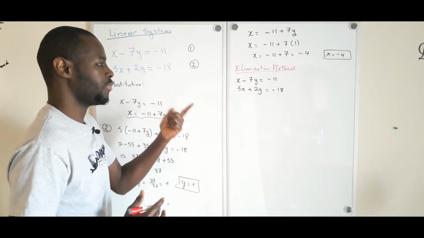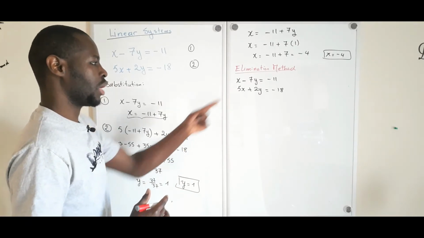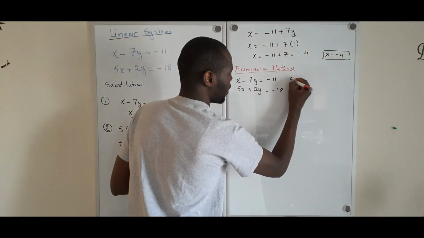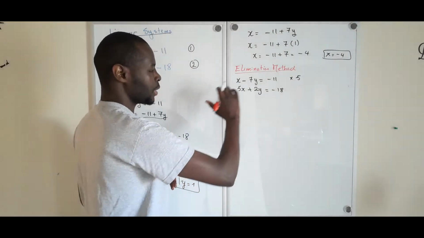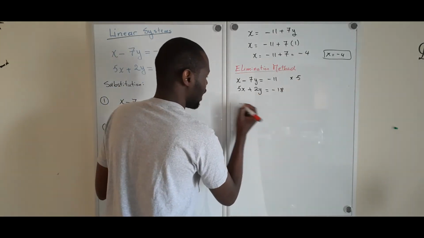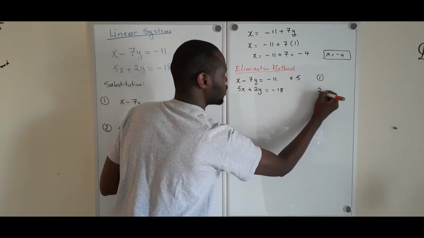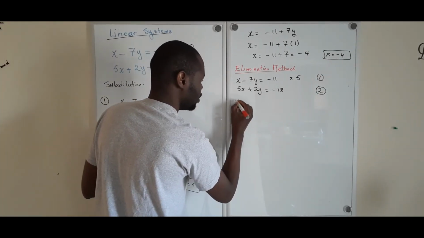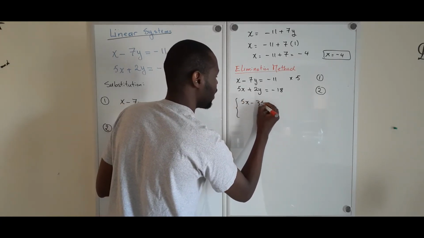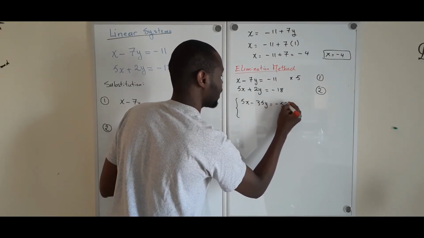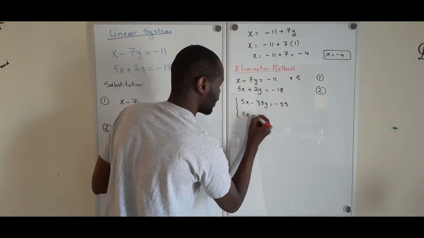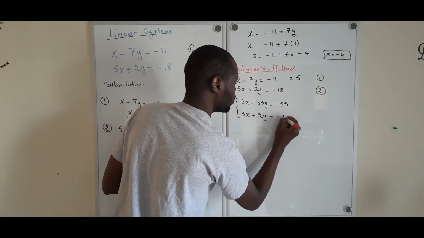Or I can multiply by negative 5. That way when I add them up, they will cancel out. Or I can just multiply by 5 and then do the subtraction of the two. So let's go ahead and multiply this first equation by 5. Because if I multiply by 5 across the entire equation, I'm not changing my equation. It's still the same thing. So now the new system will be 5x minus 35y equals negative 55. Again, I'm just multiplying 5 across this first equation. And the second equation, I have 5x plus 2y equals negative 18.